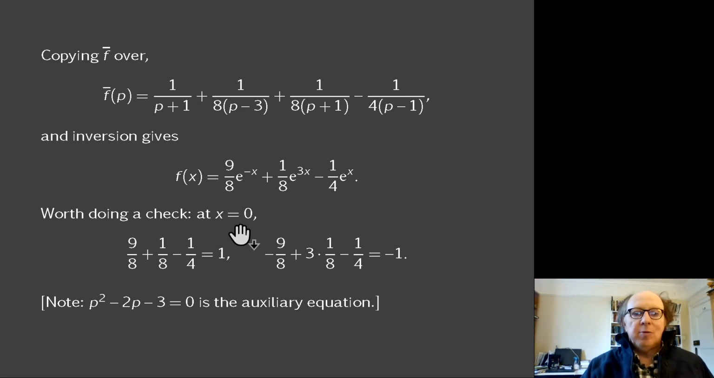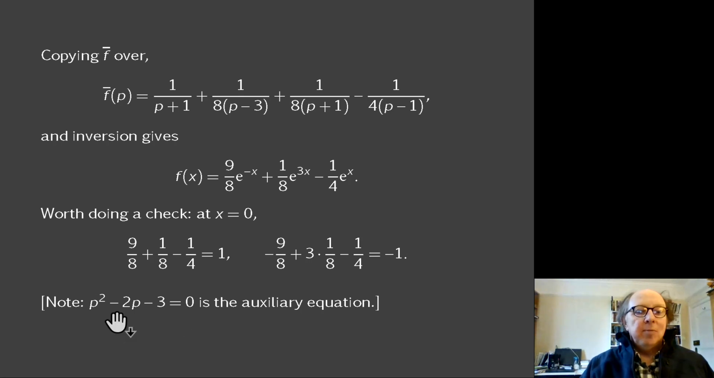Do a quick check. When you put x is 0, f of 0 is 9/8 plus 1/8 minus a quarter, which is 1, and f prime of 0 is minus 1, which is what they should be. Always worth doing a little check like that if it's not too much hard work.